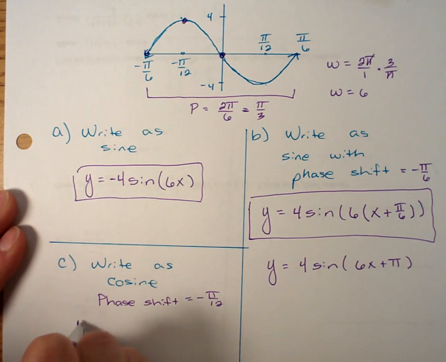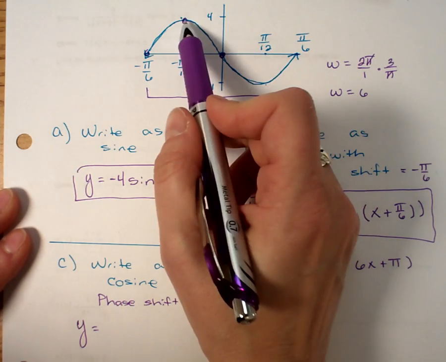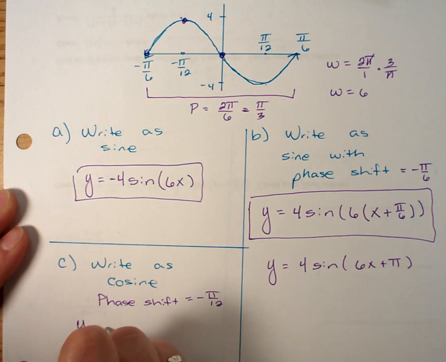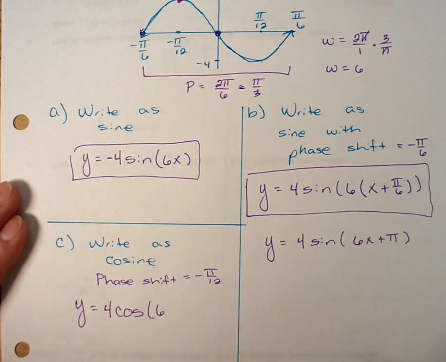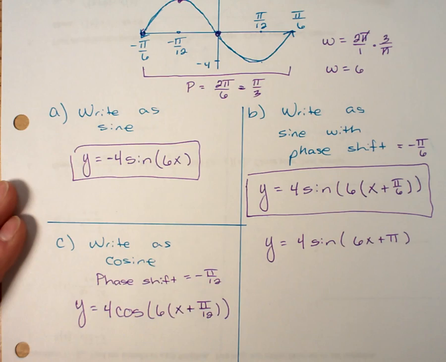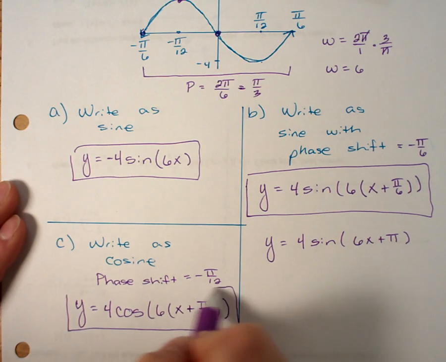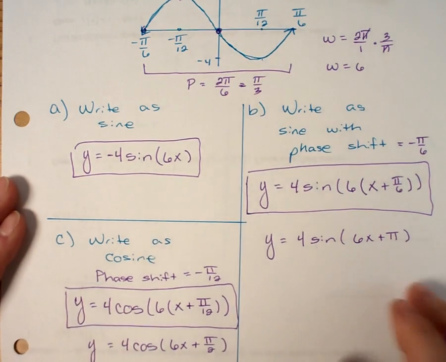So the rest of this is going to be very similar. It starts up for my cosine. When I picture that moved back, it's still up, so there's no reflection. But it does have that amplitude of 4, so I have my 4 cosine. I still have my 6 because the period hasn't changed. And now my phase shift, I have that separated out, so x plus pi over 12. Again, that's how you will see these on the midterm and the final. The way you're accustomed to seeing them up until now looks more like this, 6x plus pi over 2, with that actually distributed in.